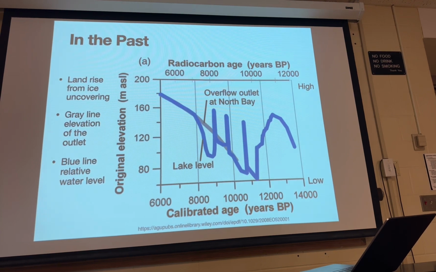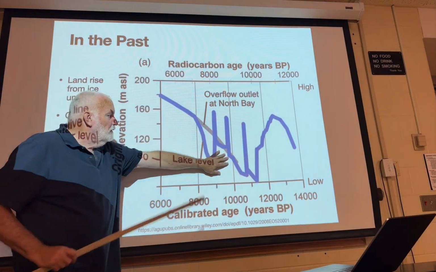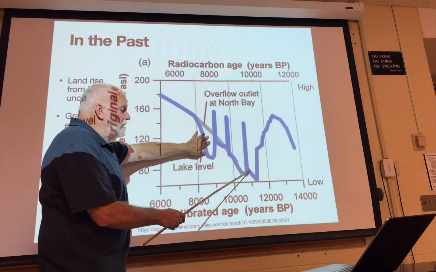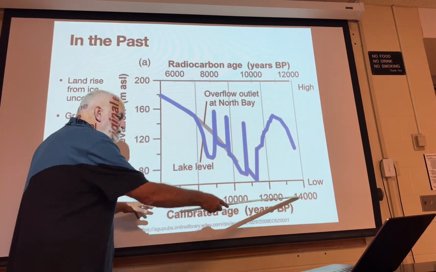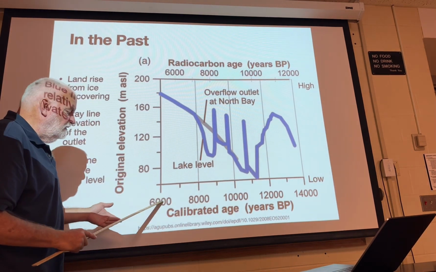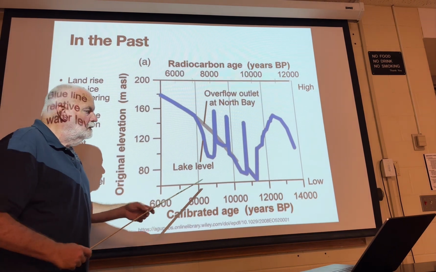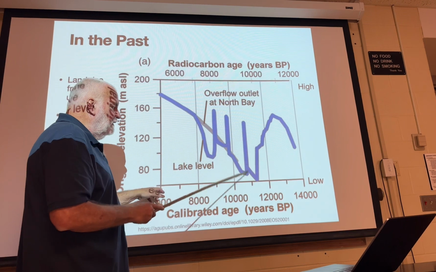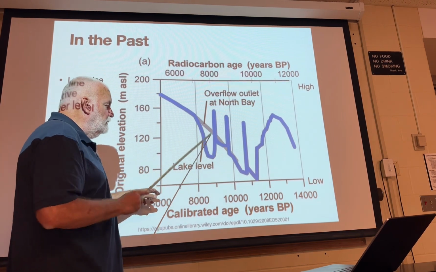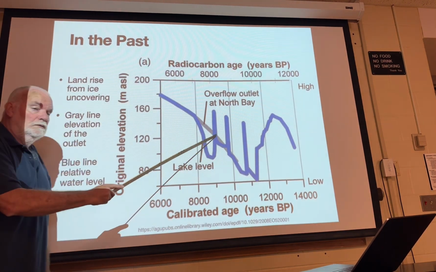We're not going to go into that, but that's why this gray curve is here. This is the elevation of the outlet. And this is time, 14,000 years ago, the end of the Ice Age, to 6,000 years ago. We're seeing a high level, it's got a name, and then another high level, and the blurb, and then back to the blurb, and then the low.